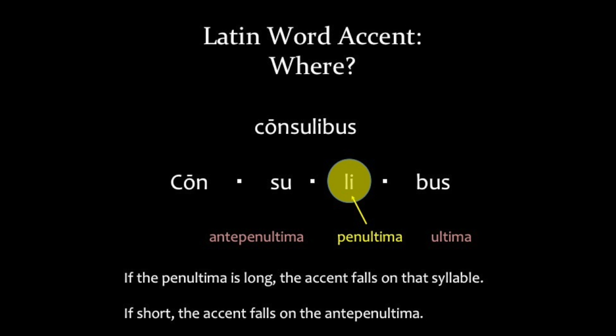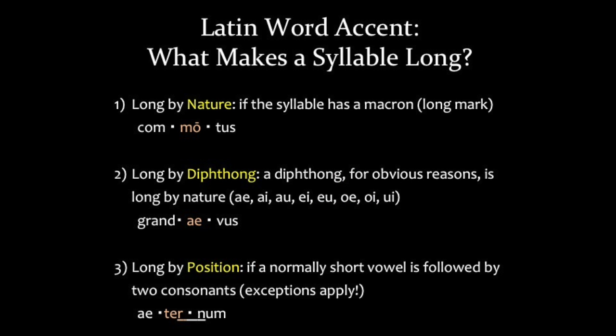So looking at li, you'll see that there's no long mark, it's not a diphthong, and it's not followed by two consonants. Those are the three qualities that are required to make it long, so li is short. So the accent goes on su. So you would say consulibus. Okay. Now, let's take a closer look at what makes a syllable long for purposes of accentuation.